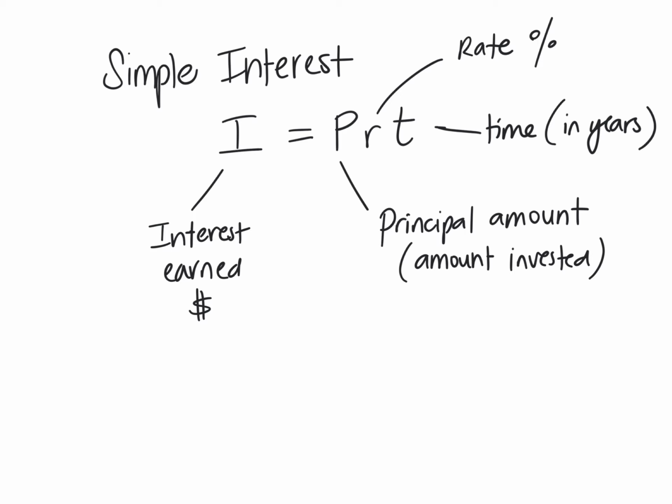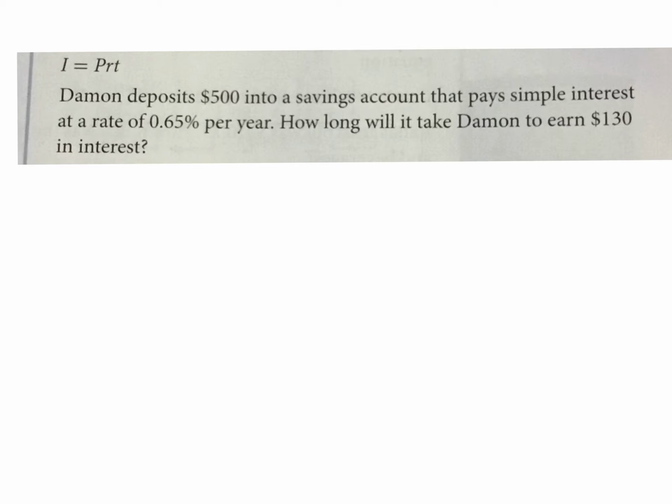Okay, so we're going to look at a question. So you're given the question. It says, Damon deposits $500 into the savings account that pays him simple interest at a rate of 0.65% per year. How long will it take Damon to earn $130 in interest? So I underline the key points here. We have our formula that's given to you.